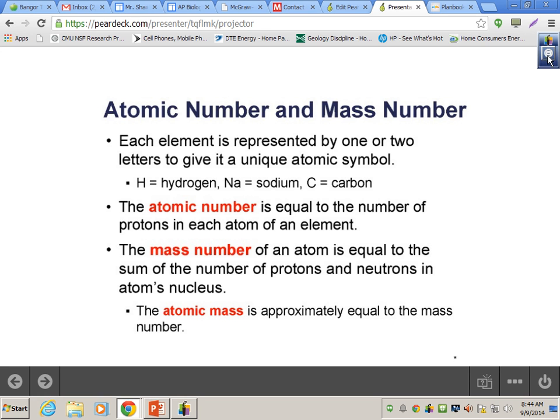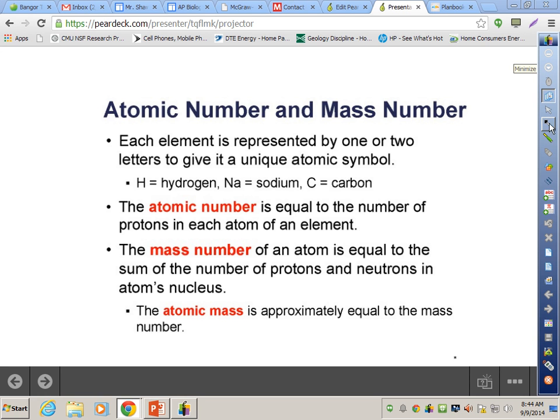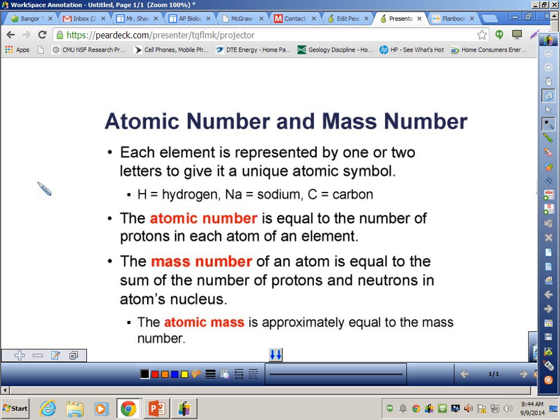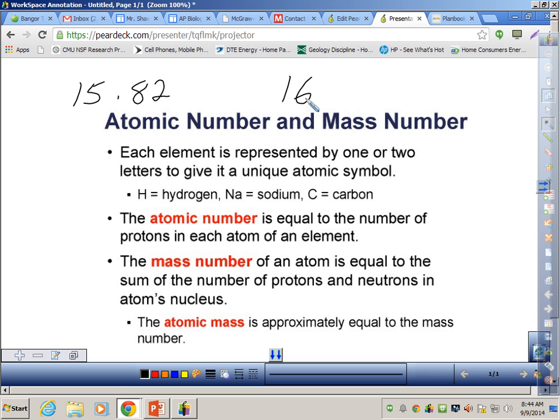Now, I'm going to give you a problem. So let's say this is my atomic mass, on the periodic table, okay? And let's say that this is my atomic number. How many neutrons do I have? Don't say it out loud. I know this is a fairly simple problem.